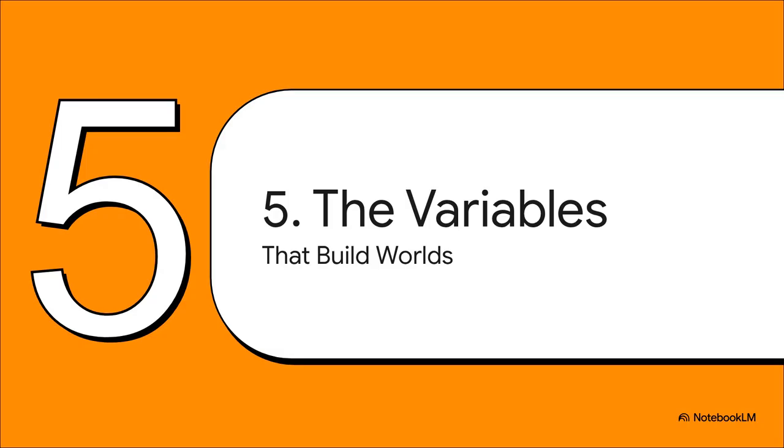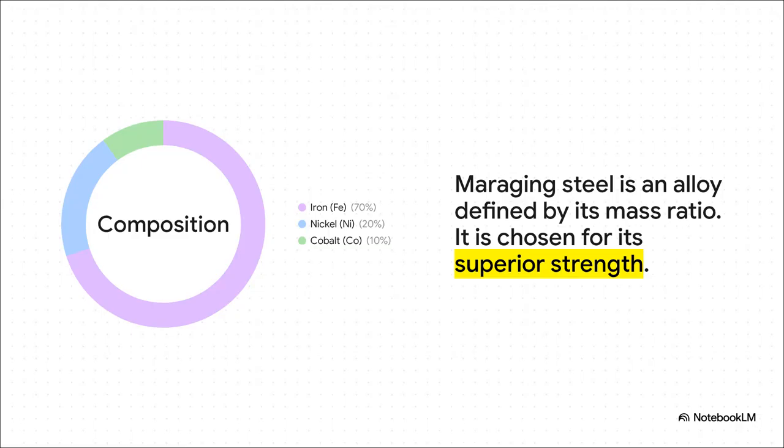Okay, we've learned the basic vocabulary: mass, flow, pressure, temperature. Now for the really cool part. Let's see how engineers take these simple words and combine them to write the recipes for some of the most advanced materials on the entire planet. Let's take a look at maraging steel.